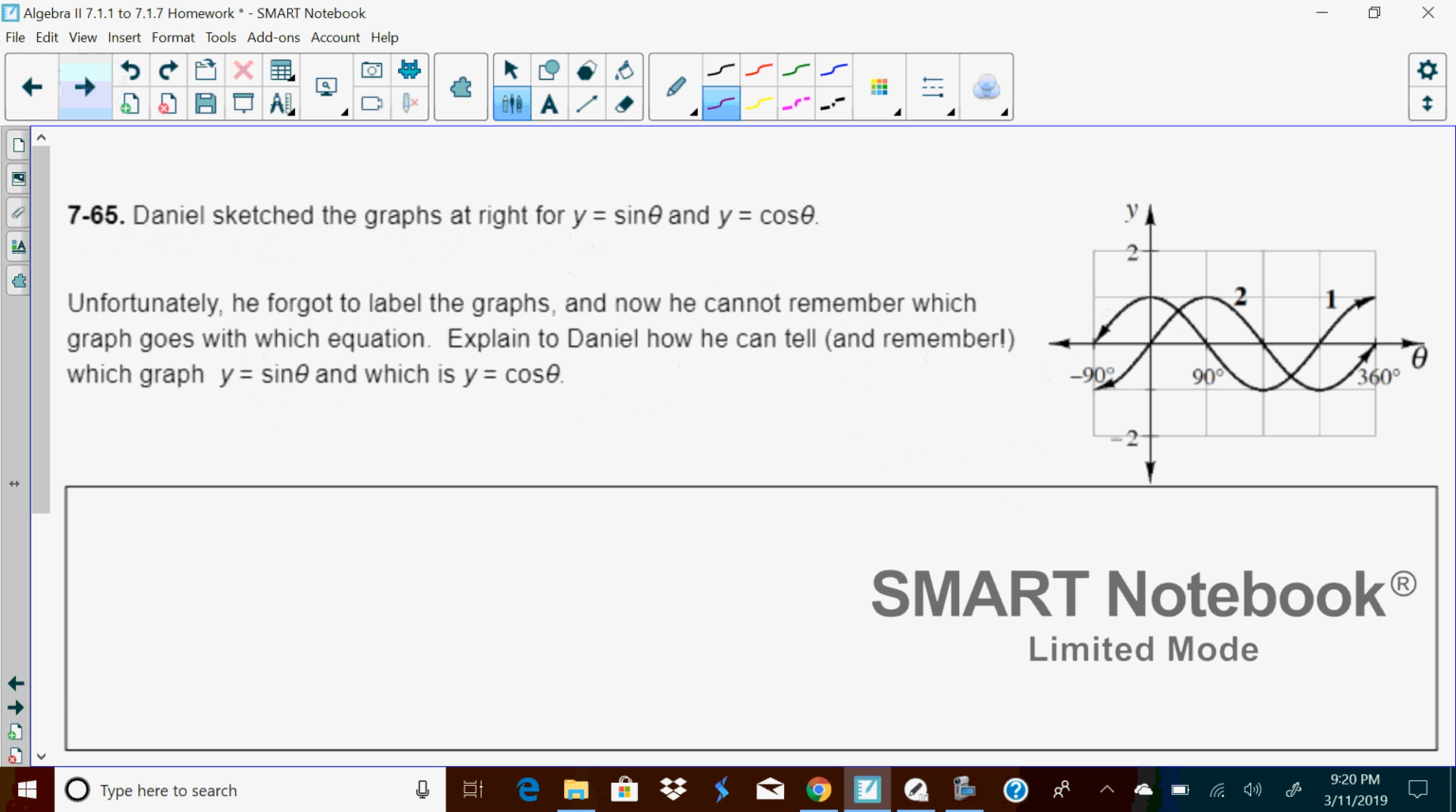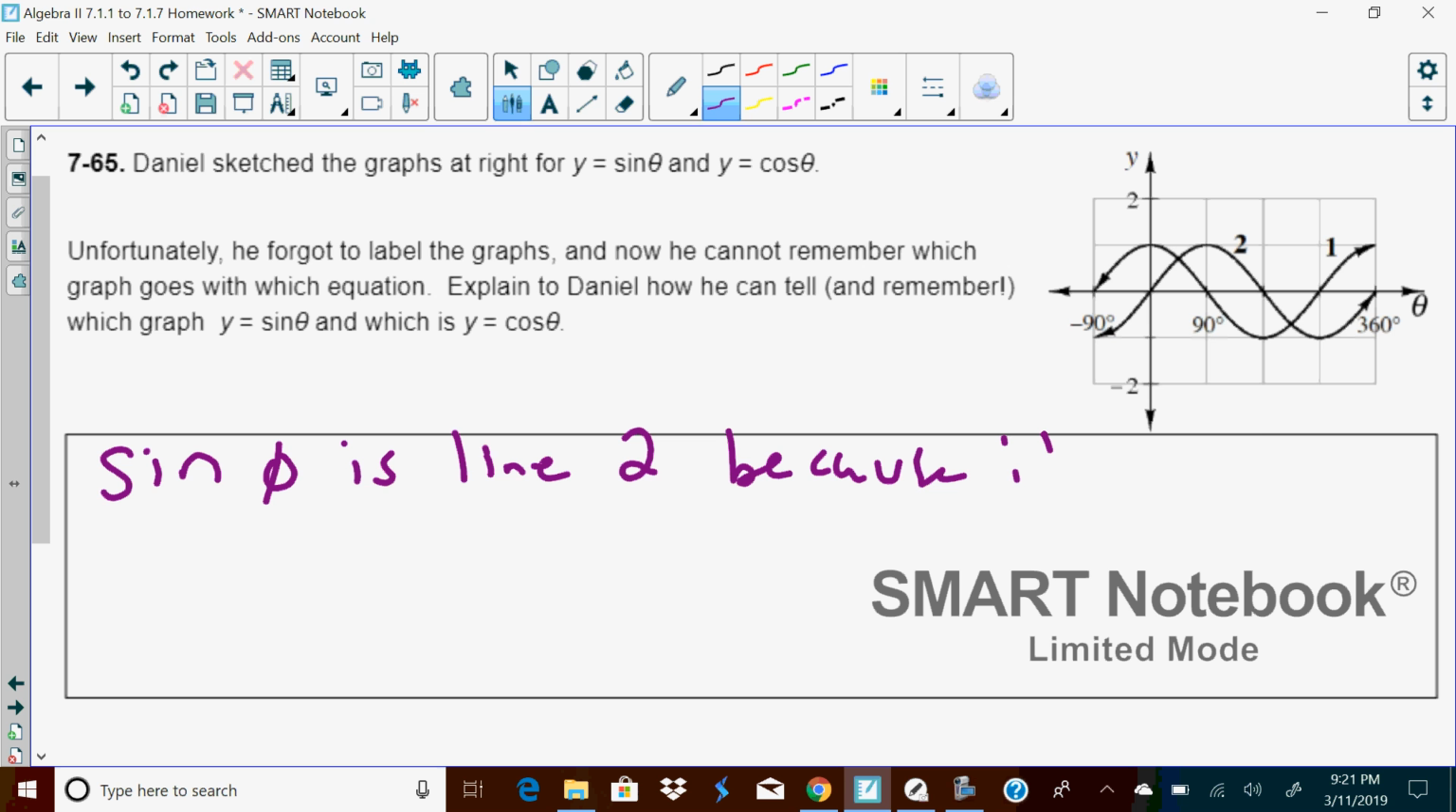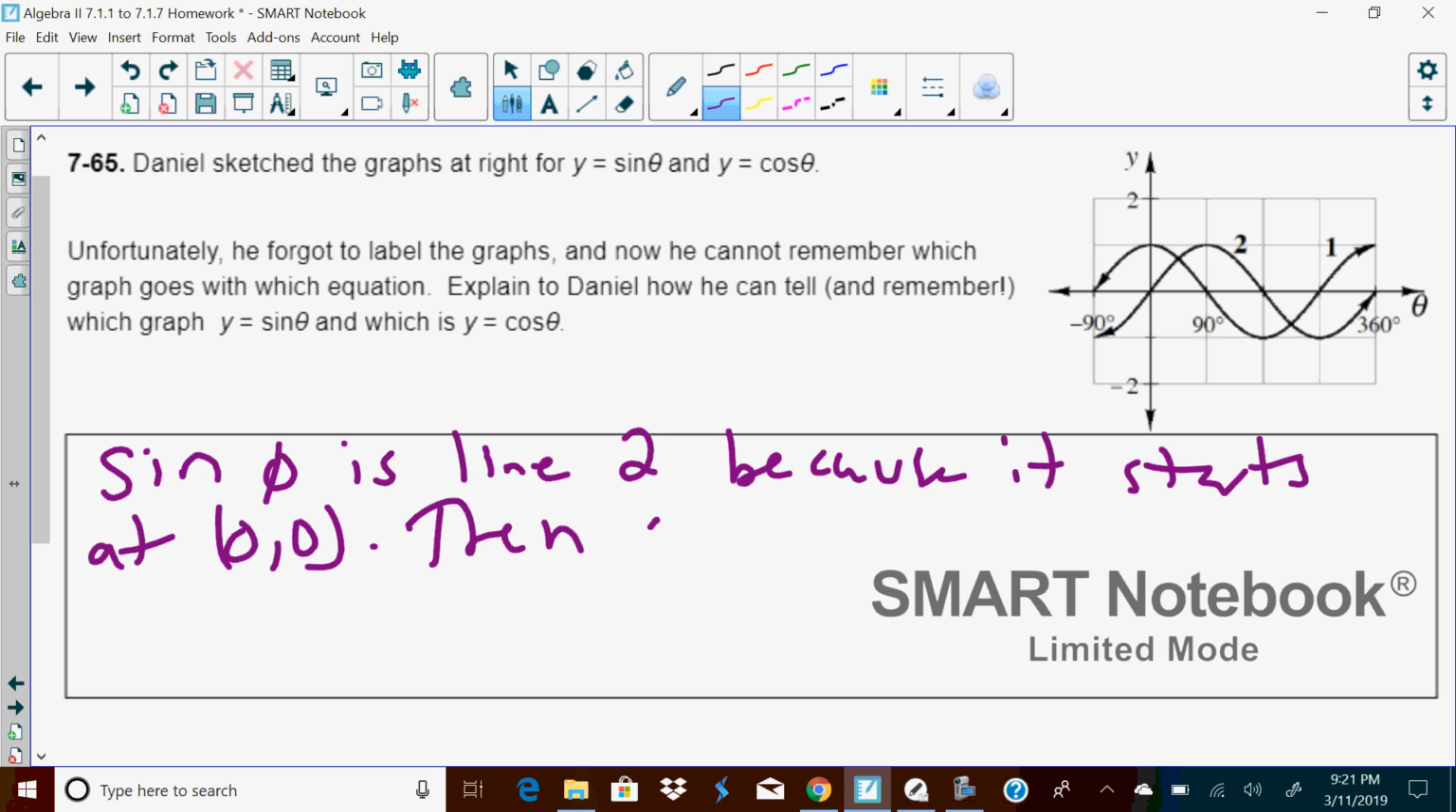65, unfortunately, Daniel sketched the graphs at right for sine and cosine. He forgot to label the graphs. Now he can't remember which graph goes with which. So I can tell that the sine of theta is line 2 because it starts at 0, 0. So then cosine of theta is line 1.